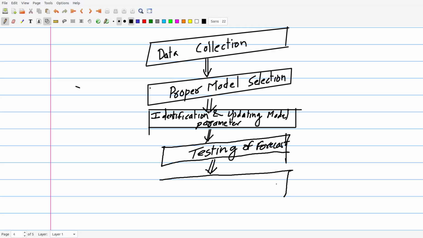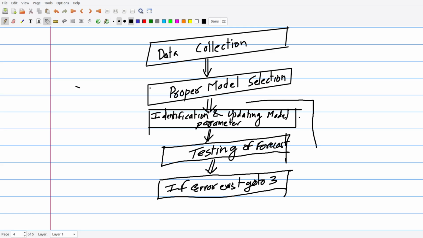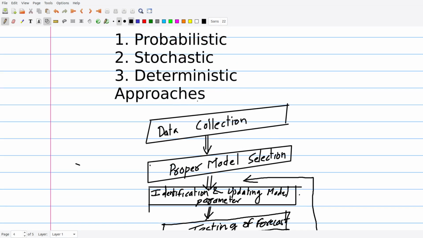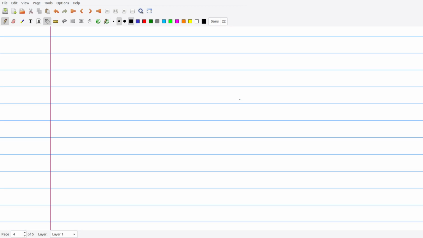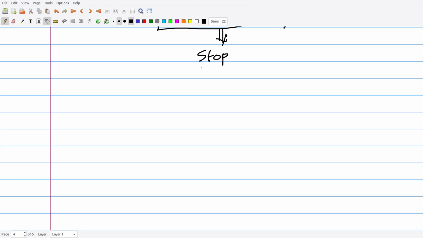And last is, if error exists, you have to go to step 3. What is step 3? This step. So you have to go back from here. Or else, if there is no error, you can stop. So this is a very small algorithm. How do we write an algorithm? A box, then we write start, then like this. First step is data collection, then proper model selection, identification and updating model parameters, testing, and if our model works well we'll go ahead. So that is stop. Whenever we say stop, we have to stop our process. Got it? So this is how we can model.